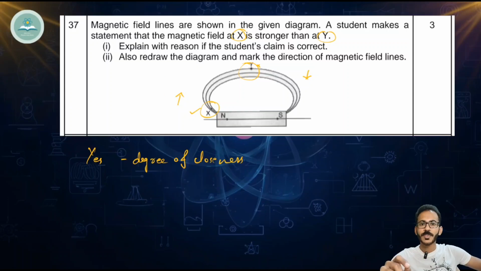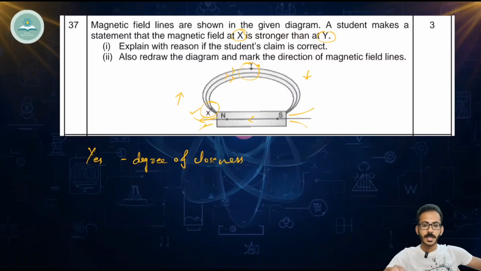Next one is also redraw the diagram and mark the directions of magnetic field lines. We have to mark the directions here. We know that the direction of magnetic field is always from north to south. Inside the magnet, it is from south to north. Suppose if rays are coming out from this, then it is from north to south.